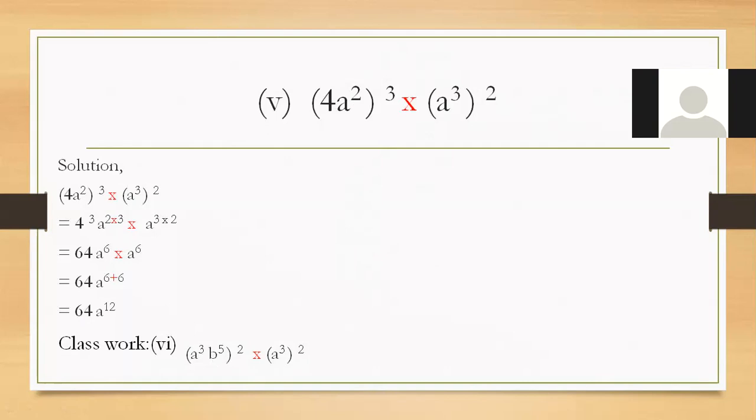Sir, in the 64 a6 into a6, how did 6 plus 6 come? Because same base, when we multiply, we have to add the powers. If you multiply with the same base, the power is added, okay?